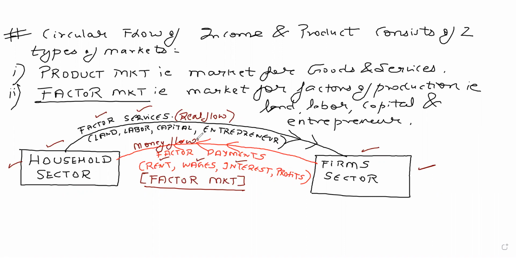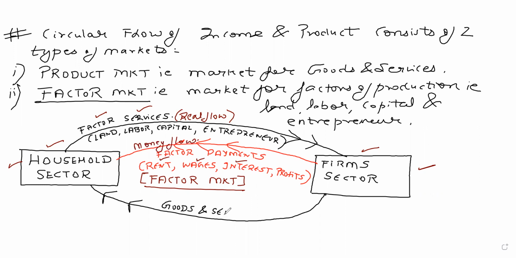So I hope students have understood this. And now, guys, we can look at the product market. So let's look at the product market. Who provides goods and services? Firms. So I can draw a black line from firms. So firms supply goods and services to the households. So I can write goods and services.